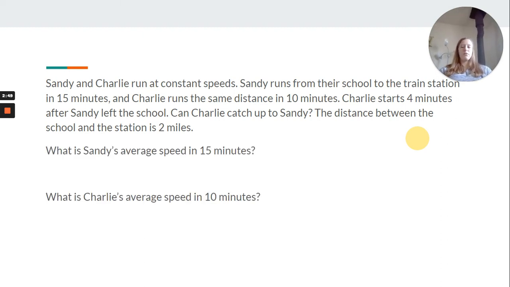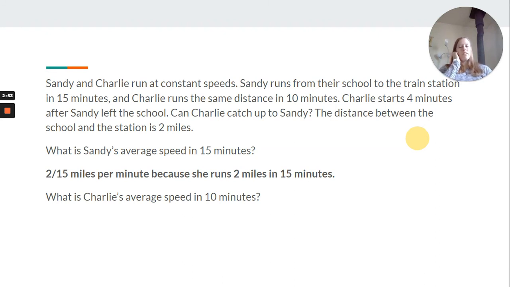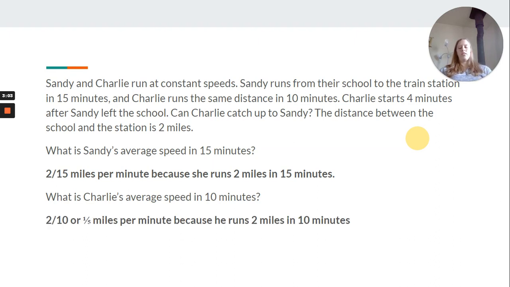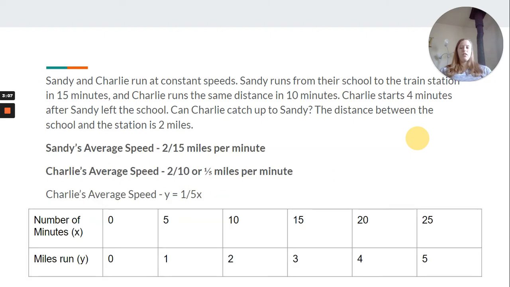So Sandy's average speed in 15 minutes, 2/15 miles per minute, because she runs 2 miles in 15 minutes. Having a hard time reading today. Charlie is 2/10 or 1/5 miles per minute because he runs 2 miles in 10 minutes. So Charlie's average speed is represented by y equals 1/5 x. Here's a chart that tells his running.